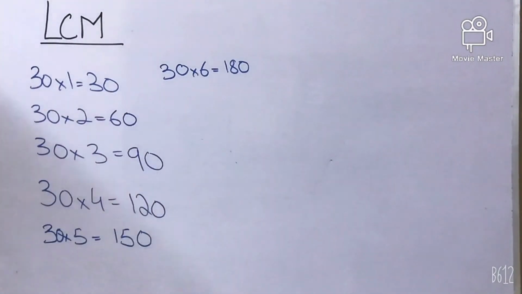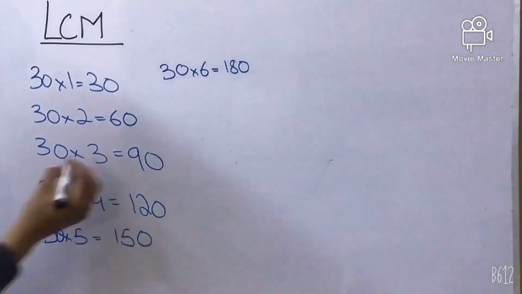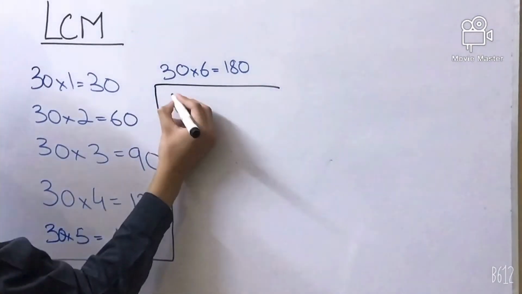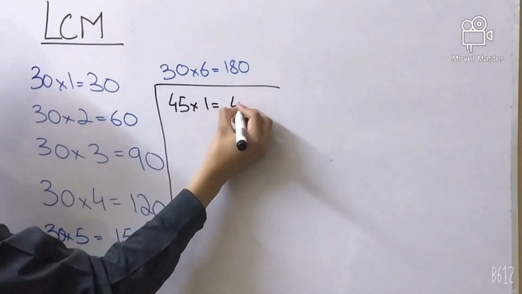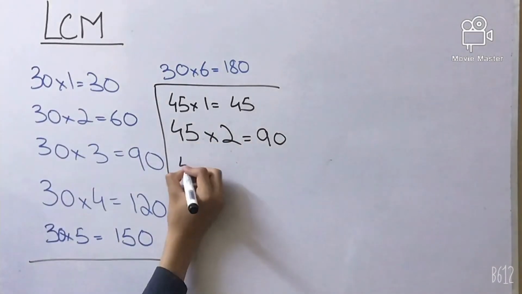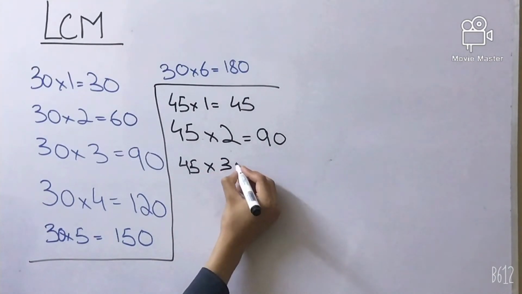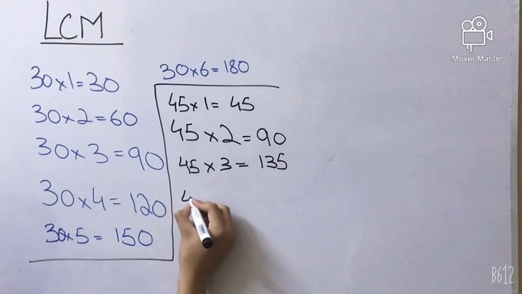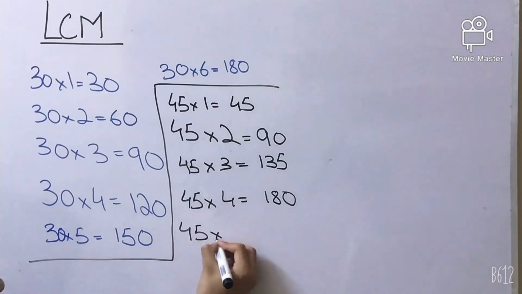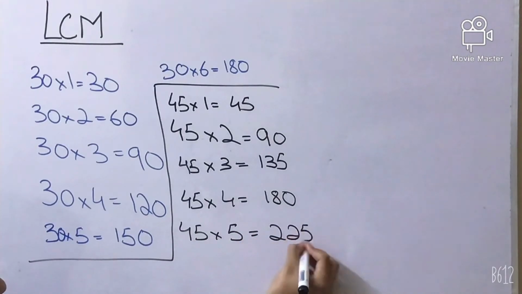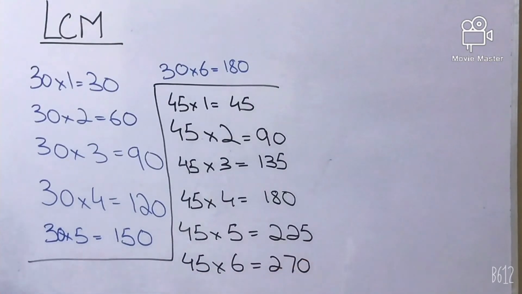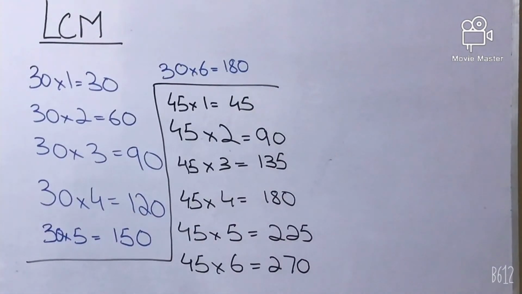Okay, now let's write the table of 45. So 45 times 1 is 45. 45 times 2 is 90. 45 times 3 is 135. 45 times 4 is 180. 45 times 5 is 225, and 45 times 6 is 270.